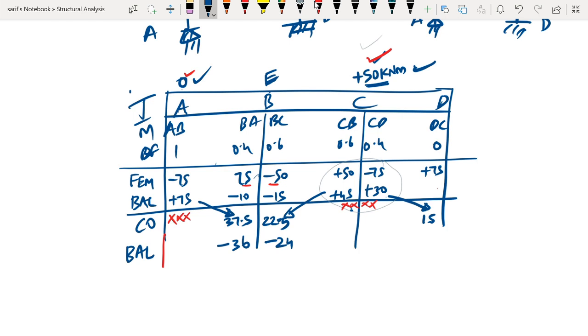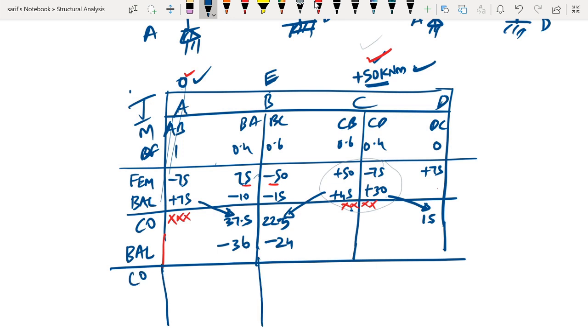Similarly, if you look here, we don't have to touch this portion, and here also we don't have to do anything. Now all the beams, all the interior supports, all the fixed supports, all the end supports, everything has been balanced. If we try to do any more carryover, let us try to do a carryover.